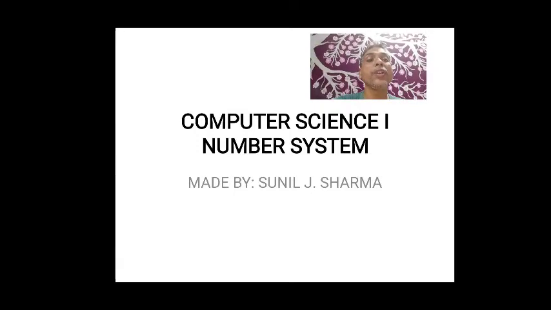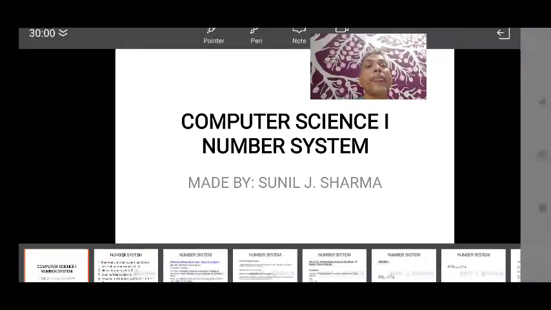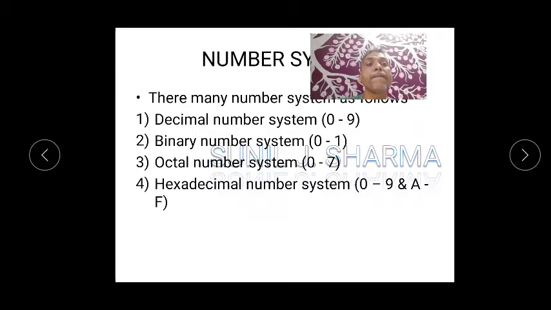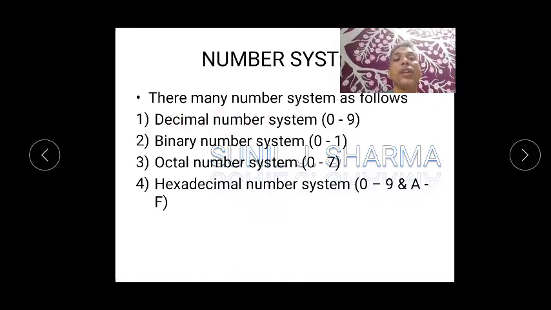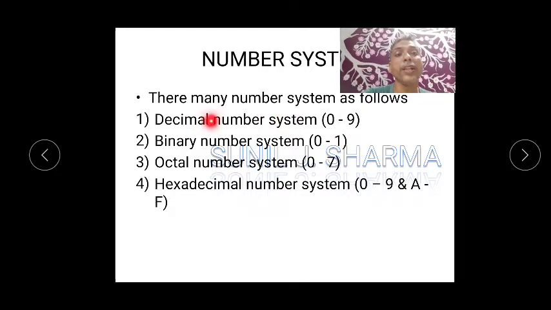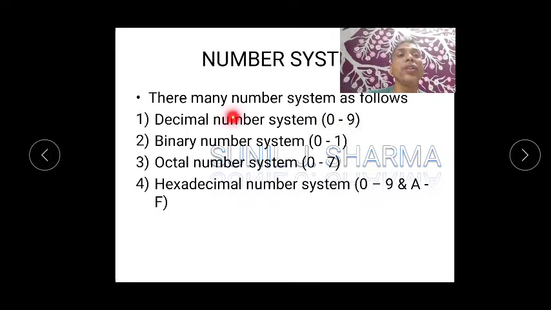Today we are going to study computer science chapter number 1, that is number system. There are many number systems which we are going to study. I think till now you might have heard about at least two number systems, that is decimal number system and binary number system. As the name indicates, decimal means there will be numbers from 0, 1, 2, 3 till 9.